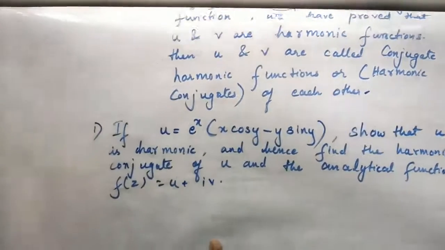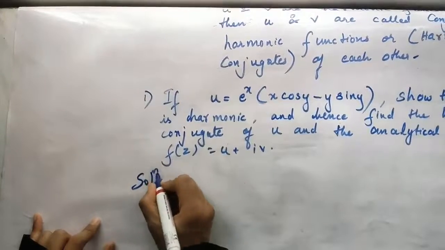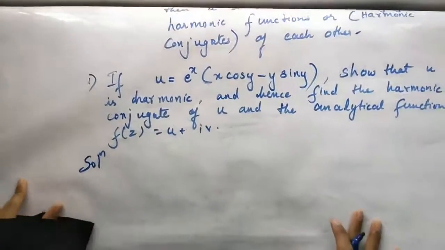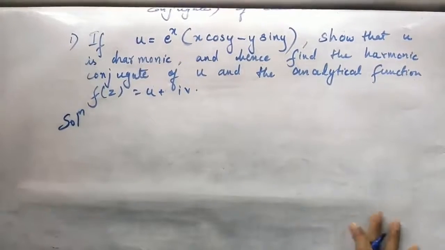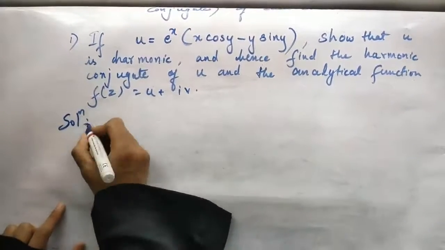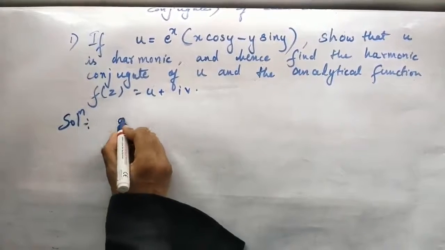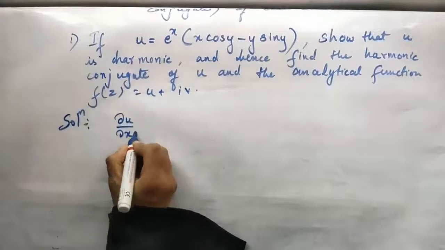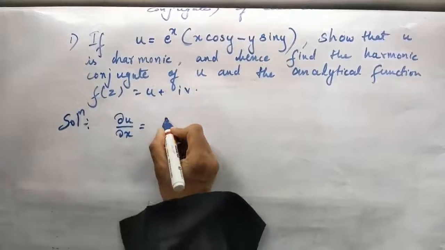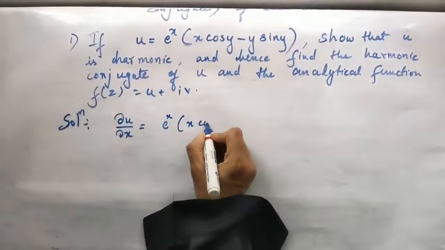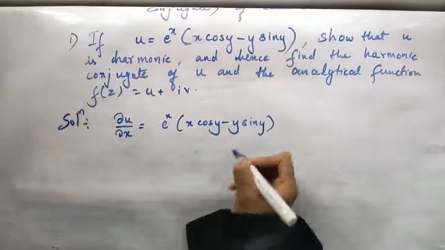Okay, solution. As you see, we have to first prove that u is harmonic. So let us work out dou u by dou x first. What is dou u by dou x? It is e to power x, the derivative is e to power x, the bracket as it is. You have to use the u into v rule here. All of you take a pen and a paper and start working on the problem with me.